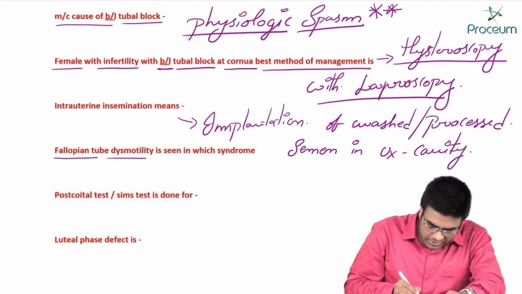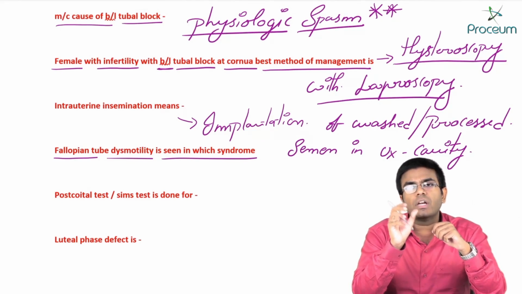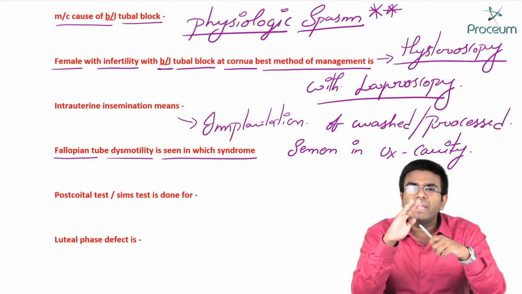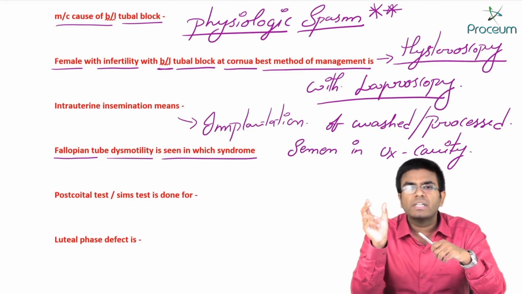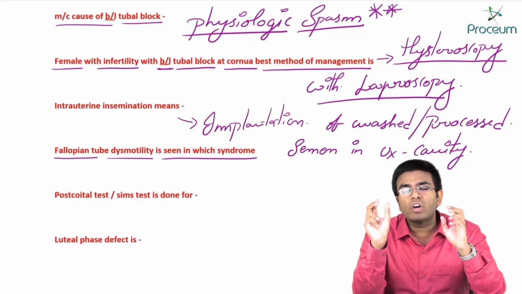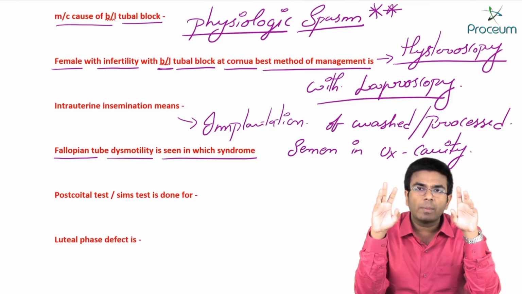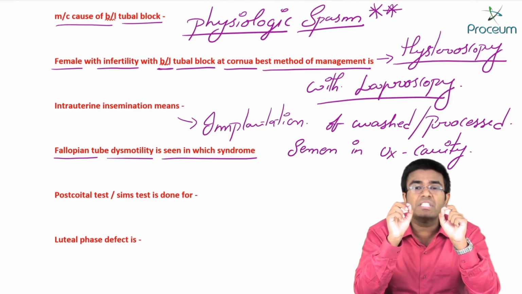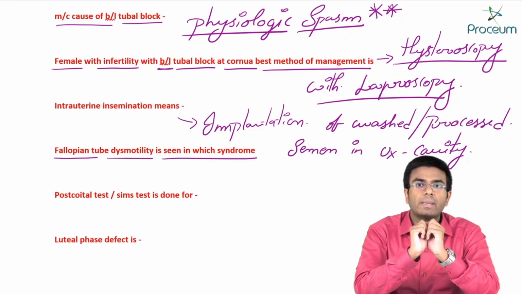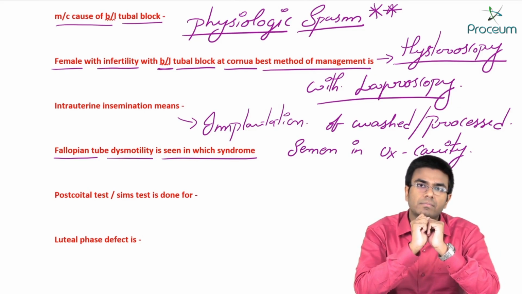Now, fallopian tube dysmotility is seen in which syndrome? Guys, remember, the fertilization is going to happen in the ampulla and this product of conception has to reach the uterine cavity. It's not just the beating of cilia which brings this product of conception into the uterine cavity, but the most important factor which helps in its movement is the peristaltic movements of fallopian tubes. So the peristaltic movements of fallopian tubes are the major ones which sweep the product of conception into the uterine cavity. But also cilia, they will bend and beat and move the product of conception, but it's a minor action.